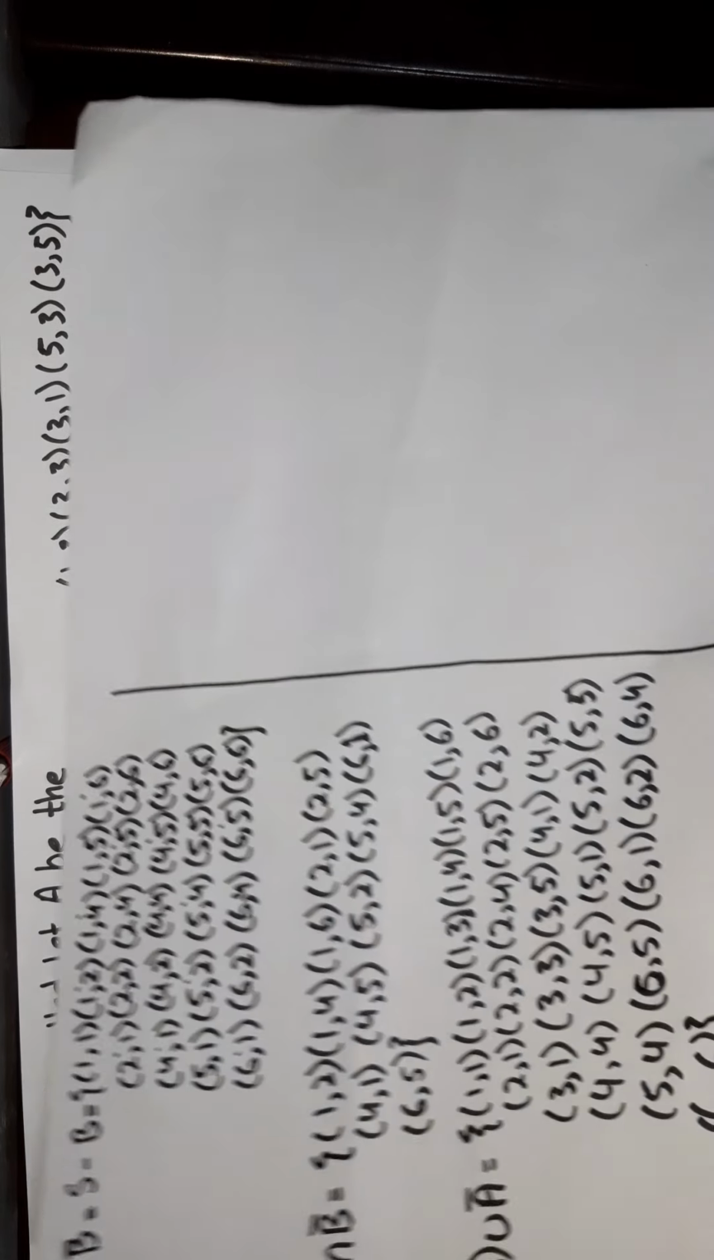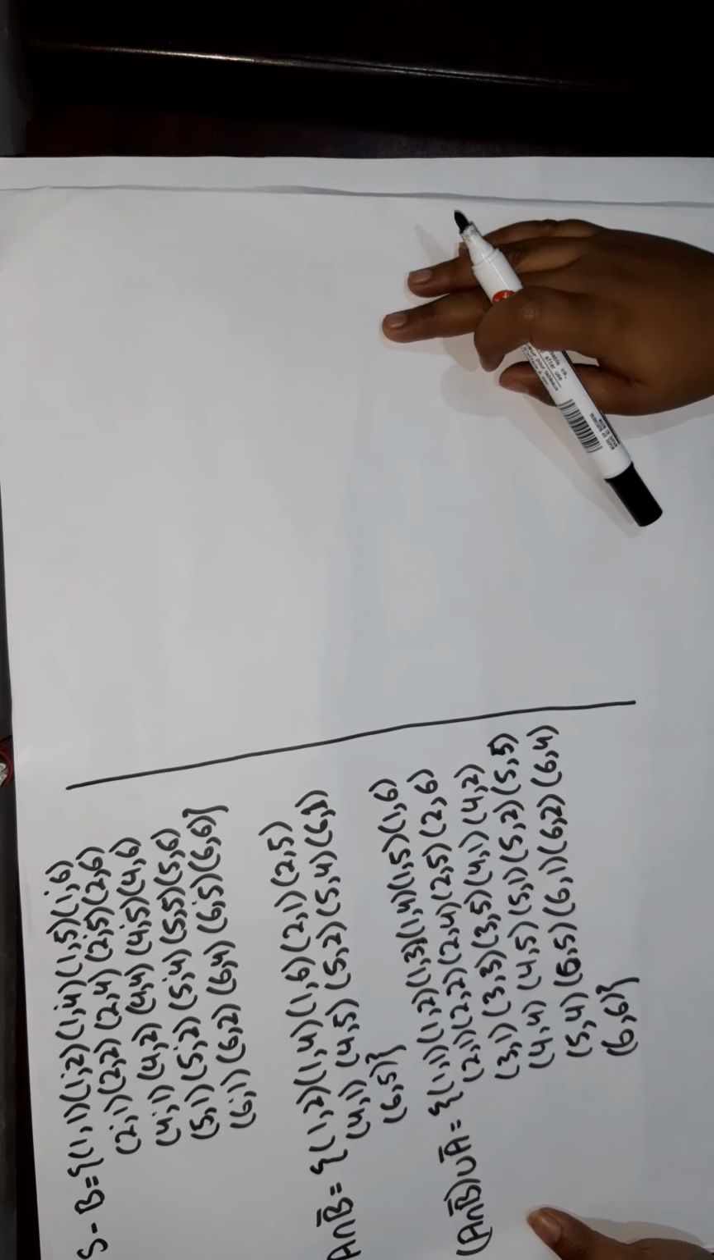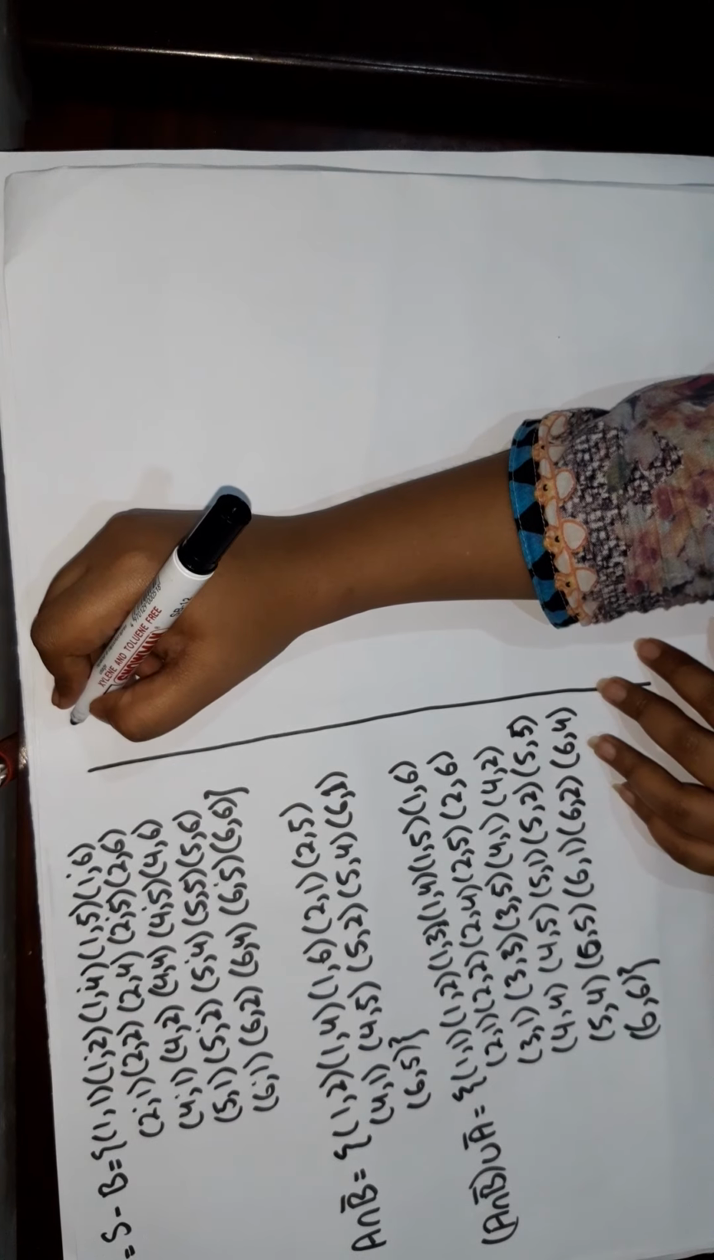So this is the way how we construct the sample space and events, and then how we perform the intersection, union and complementation of sets. So I think this would be more clear to you now. Now the next topic is events.